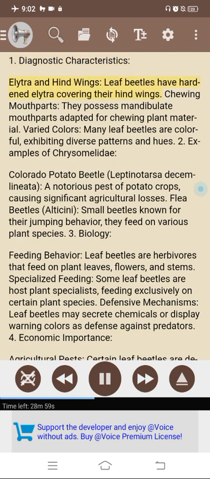1. Diagnostic characteristics. Elytra and hind wings. Leaf beetles have hardened elytra covering their hind wings. Chewing mouthparts. They possess mandibulate mouthparts adapted for chewing plant material. Varied colors. Many leaf beetles are colorful, exhibiting diverse patterns and hues.